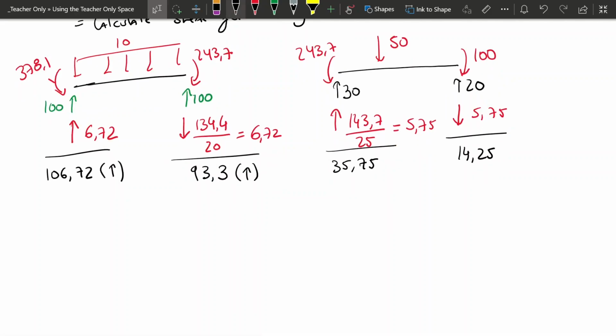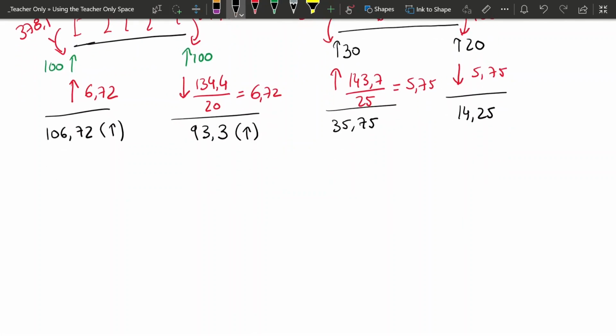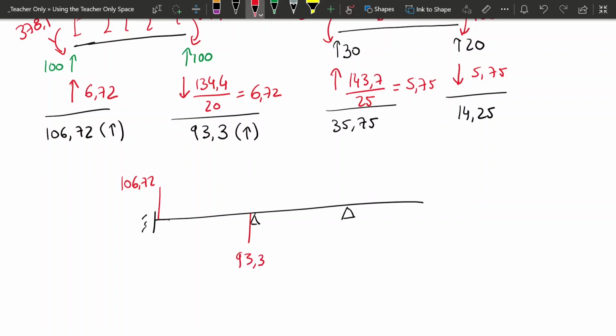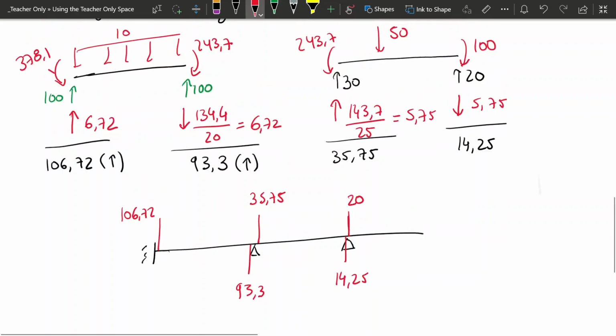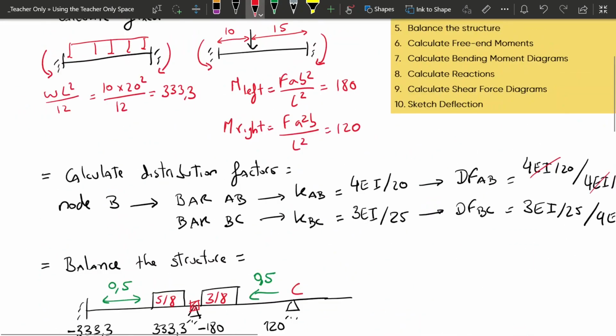Okay, this looks good. And now we can draw our diagram and get our reactions. So we get 106.72. Here we get 93.3. Here we get 35.75. Here we get 14.25. And the shear force here, we can check straight away from the right side.